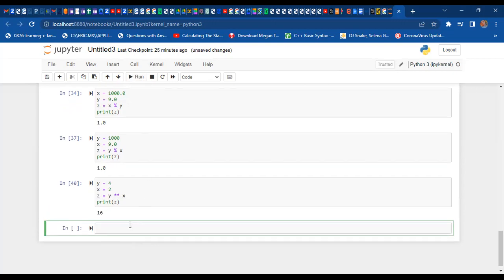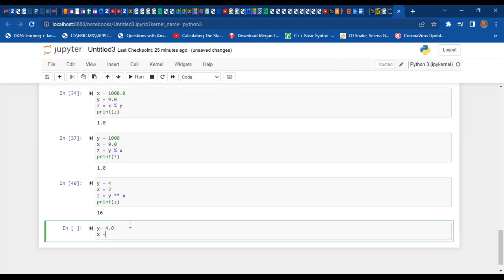So let's do a float. We see what we will get. But I want you to tell me, what do you think we will get when we do the float power? You're going to get a float. Yes. y is equals to 4.0. x is equals to 2.0.